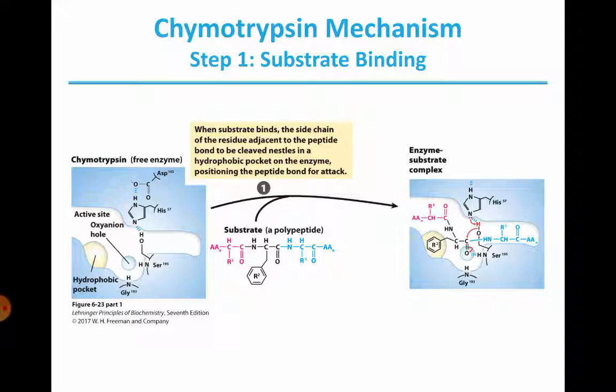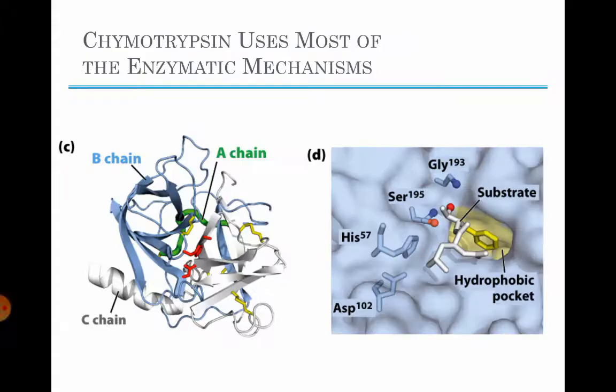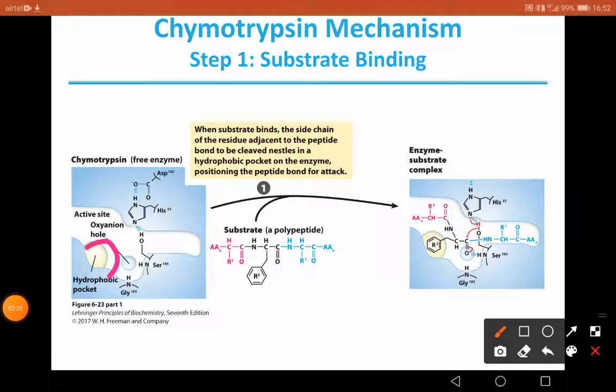So this is the chymotrypsin free enzyme, and this is the hydrophobic pocket. When the substrate binds, the side chain of the residue adjacent to the peptide bond to be cleaved accommodates in a hydrophobic pocket on the enzyme, positioning the peptide bond for attack. So this is the hydrophobic pocket of the enzyme, and the substrate molecule, which is a polypeptide, accommodates itself into the hydrophobic pocket of the enzyme, positioning the peptide bond for the attack.